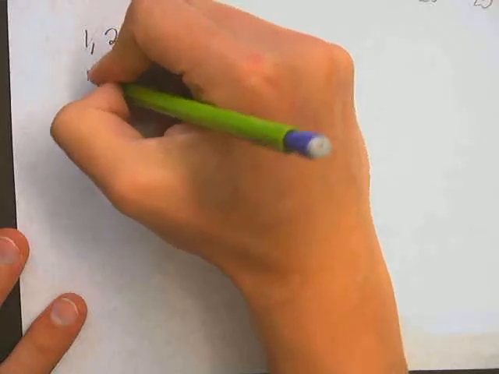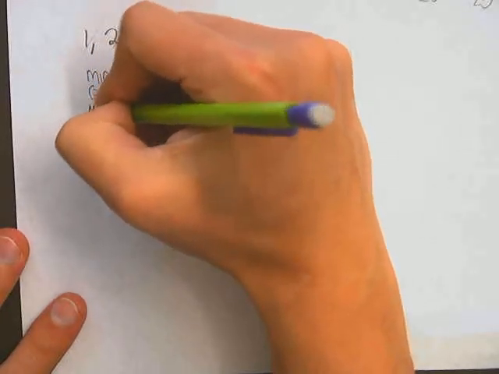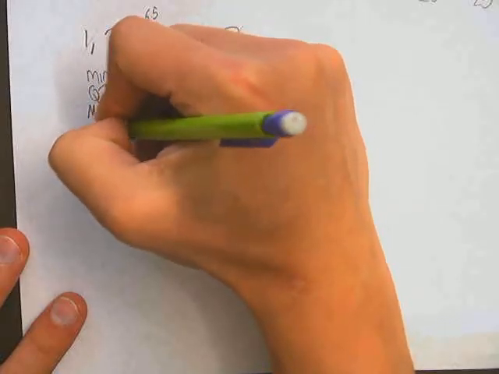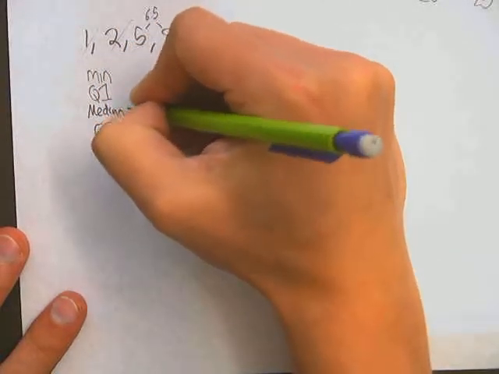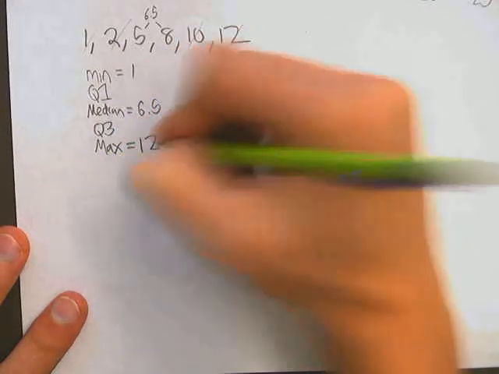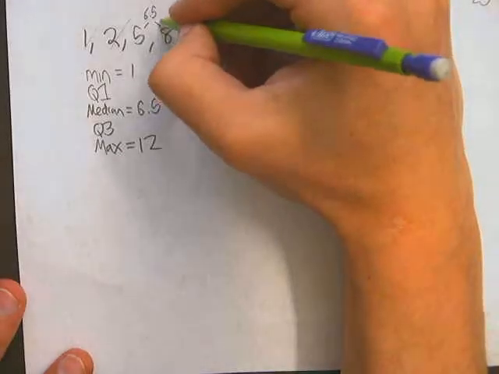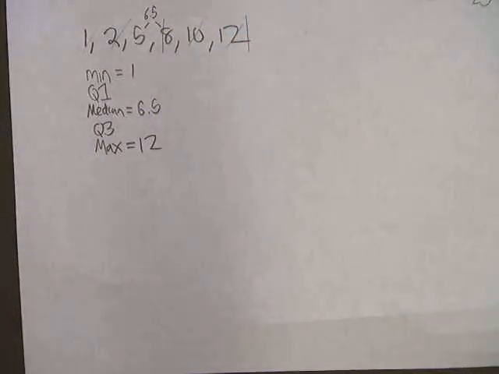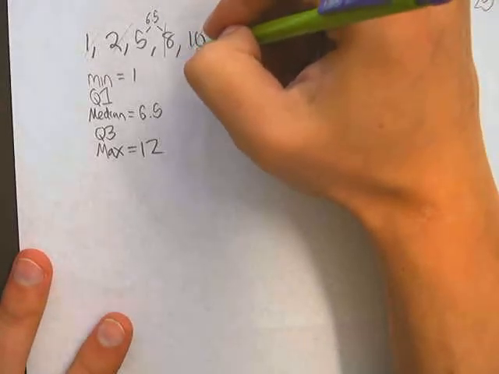So I'm going to write out my 5-number summary: min, quartile 1, median, quartile 3, and max. My median was 6.5. My minimum was 1. My maximum was 12. Now I have to find my quartile 1 and quartile 3. The good news about an even numbered set of numbers is now we're finding the median of 3 pieces of data, and it's just this problem that's very nice.